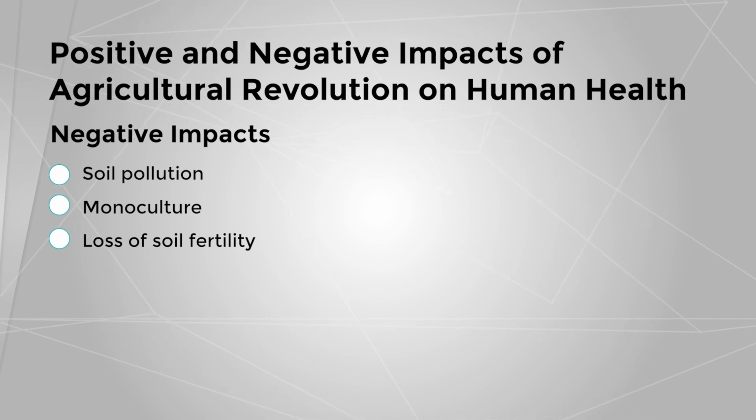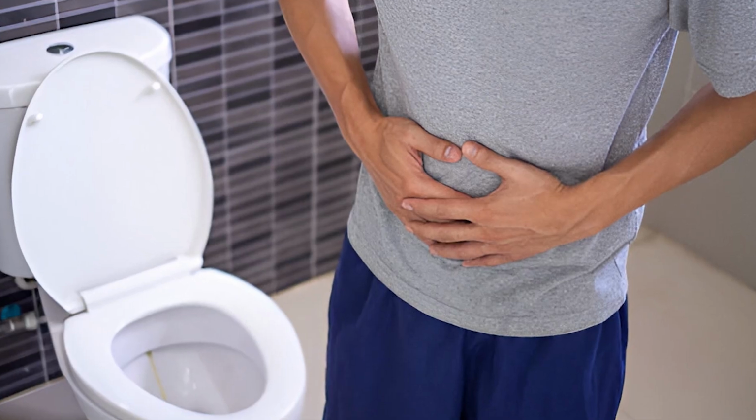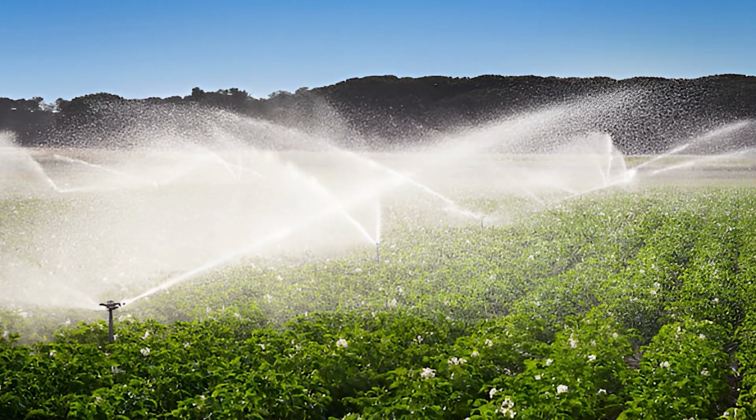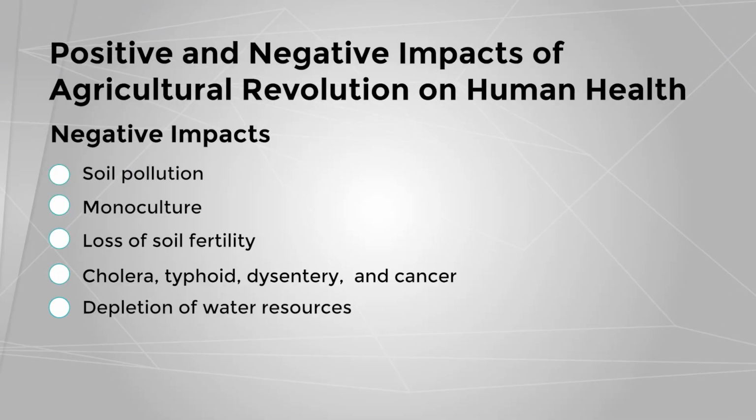The initial impetus in production led to food security, but in the long term, polluted soil and water causing diseases like cholera, typhoid, dysentery and cancer were prevalent. The Green Revolution relied heavily on water irrigation system, which led to depletion of water resources. Water scarcity in the long run may lead to food shortage.